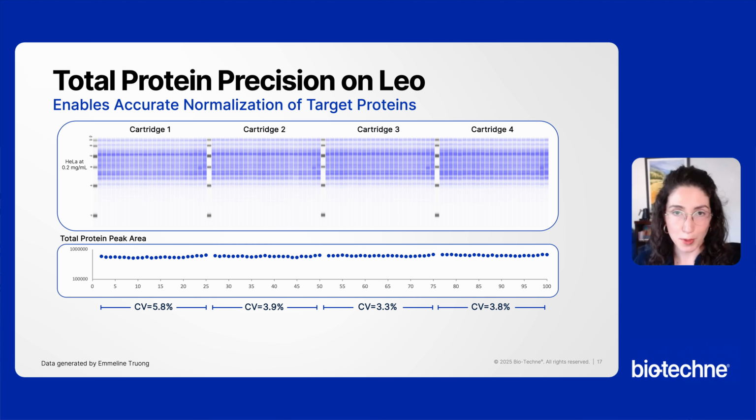In the first experiment, the lysate was run at the same concentration across 96 capillaries. At the top, we have our virtual lane view, which gives us a visual indication of the consistency of total protein detection. Below, we can appreciate the total protein detection graphed by peak area. The percent CVs are broken up by cartridge and range from 3.3 to 5.8%. That accounts for a cumulative percent CV of 6.6, which is consistent with the precision of simple Western immunoassays.